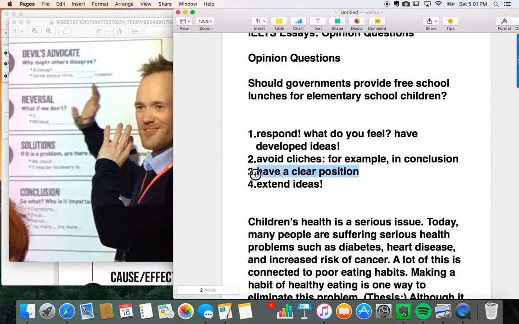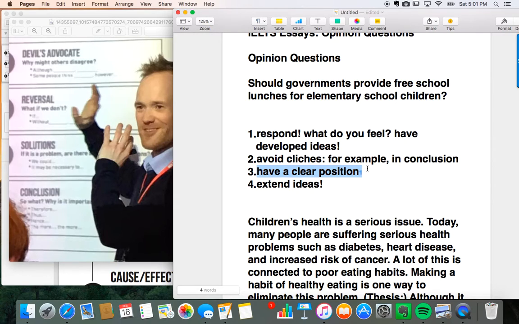Finally, or not finally, sorry, clear position. That really comes back here, right? You should have a yes or no answer to this question. Have a clear position. Not 50-50. It doesn't depend on the situation.